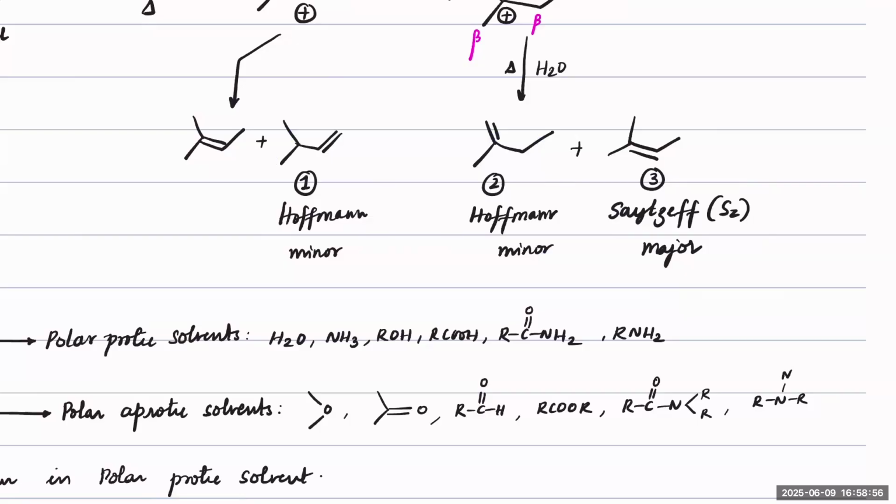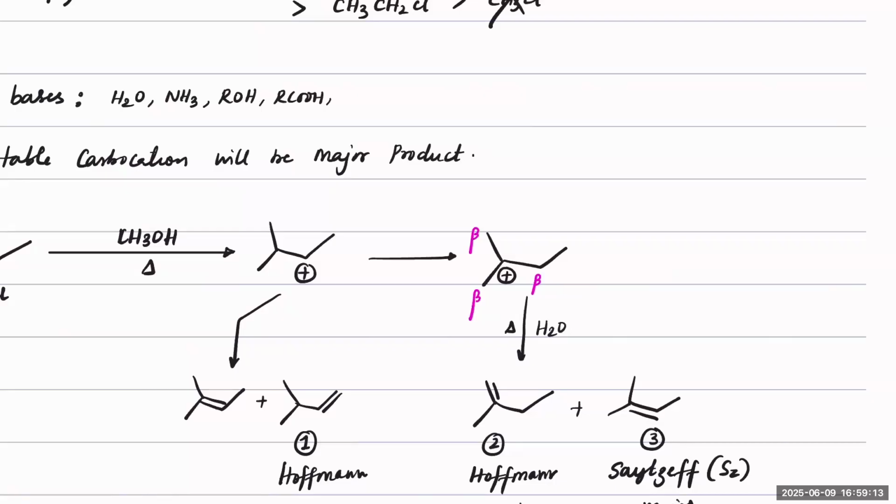Okay. And here the product formation is based on the stability of the alkene, whichever alkene is more stable. So which is more stable here? This one. Since this is the more stable alkene, this will form as the major product. Any issue here? No, sir.